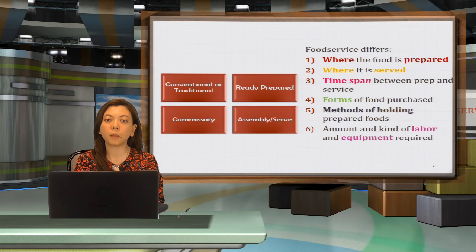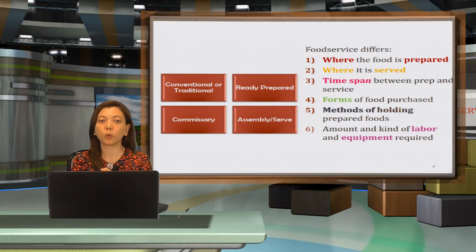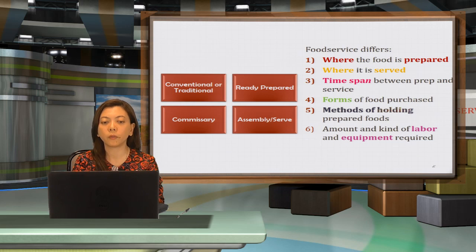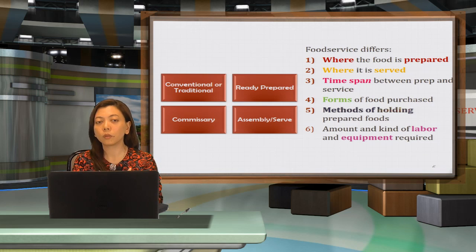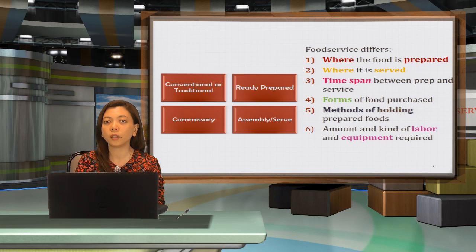And the last one is amount and kind of labor and equipment required. So different types of system would require different types of skills and also equipment. If you look at commissary, because they prepare everything from scratch and mostly they would normally use high-tech equipment, the kind of labor they would probably require is less skilled employees. But if you go to conventional or traditional, everything is prepared from scratch, then you would probably need highly skilled employees.